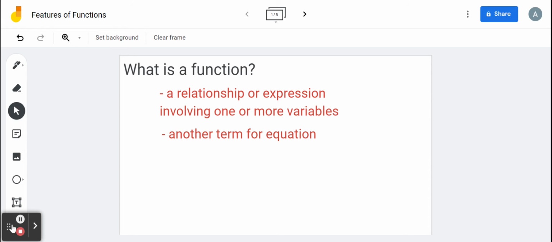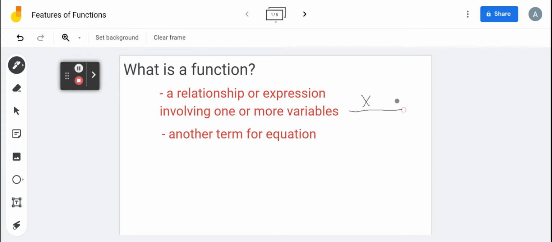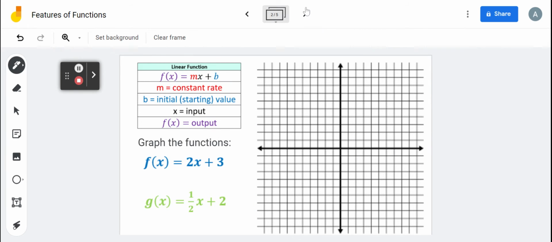A function is a relationship or expression involving one or more variables. This is where you have an input and output. Function is also another term for an equation. So in this video, we're going to talk about two types of functions. The first one we're going to look at is a linear function.